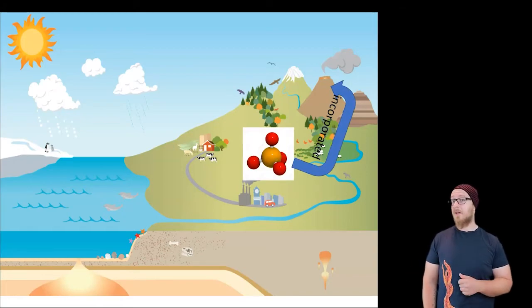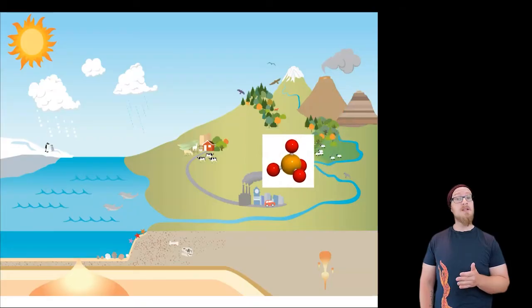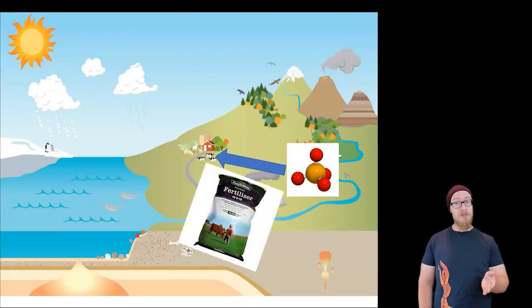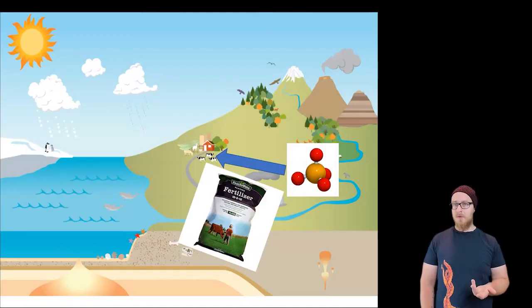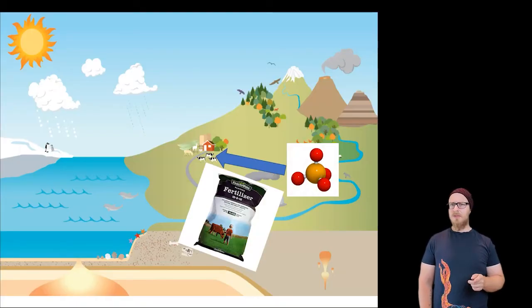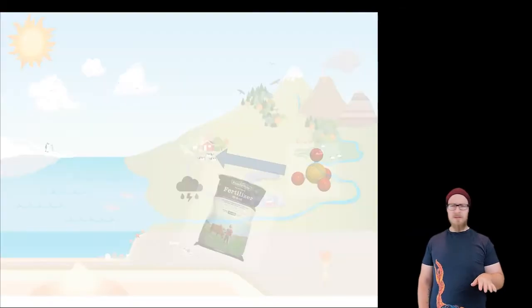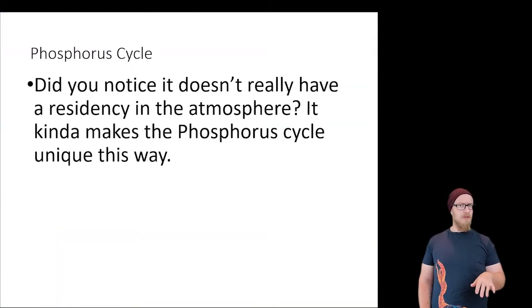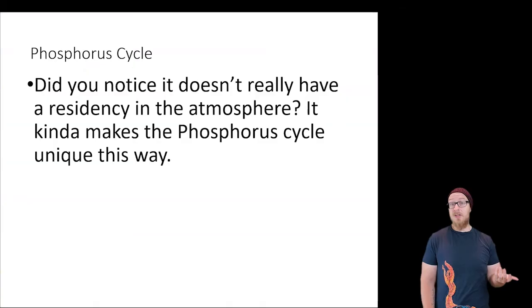Humans have affected the phosphorus cycle as well because it is a limiting resource in many ecosystems and is necessary for plant growth. We have been adding it to our fertilizers and, again, artificially increasing the amount of phosphorus that is being assimilated by plants. Did any of you notice that phosphorus has no residency time in the atmosphere? That's something that makes the phosphorus cycle unique, and something I thought I'd point out: it doesn't really hang out in the atmosphere much at all.